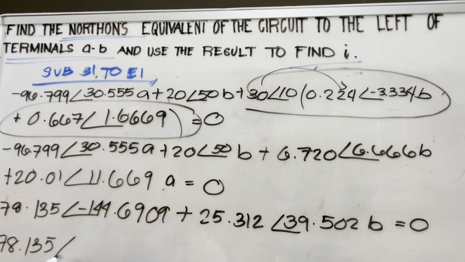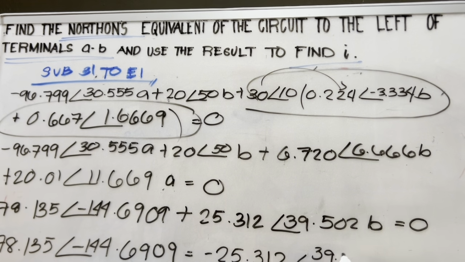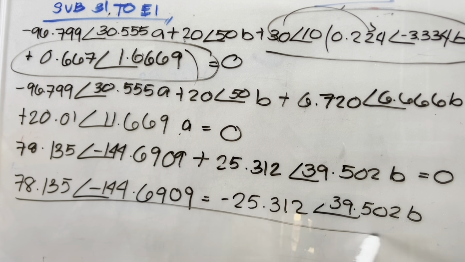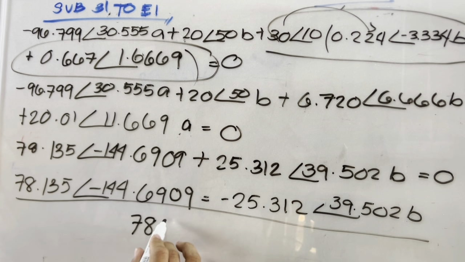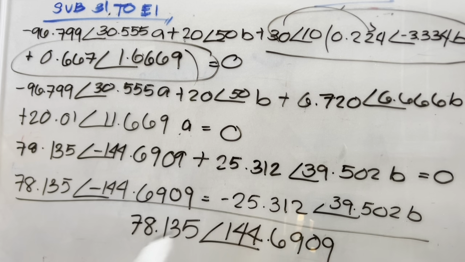78.135 angle of negative 144.6909 is equal to negative 25.312 angle of 39.502 times B. We will now divide both sides by 78.135 angle of 144.6909. Alright?